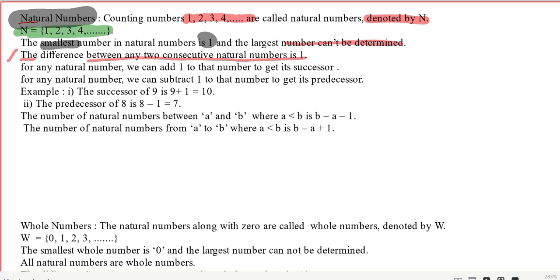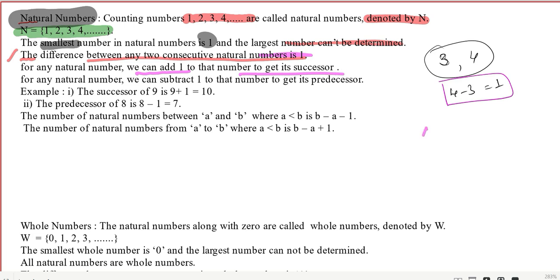Let us take 3, which is a natural number. Its immediately next natural number is 4. The difference between these two, greater minus smaller, is 1. Likewise, the difference between any two consecutive natural numbers is always 1. For any natural number, if we add 1, then we get its successor.